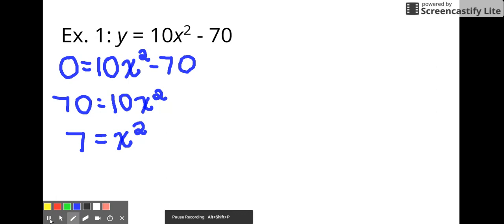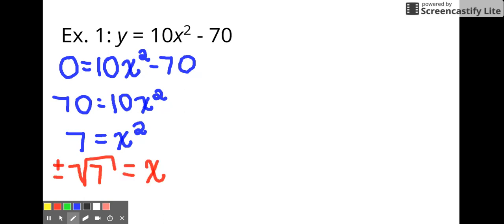Now we want to take the square root of both sides. When you do that, don't forget to include the plus or minus. Now we see that our solution to this equation is x equals plus or minus square root 7. So we have two different x-intercepts on this graph.